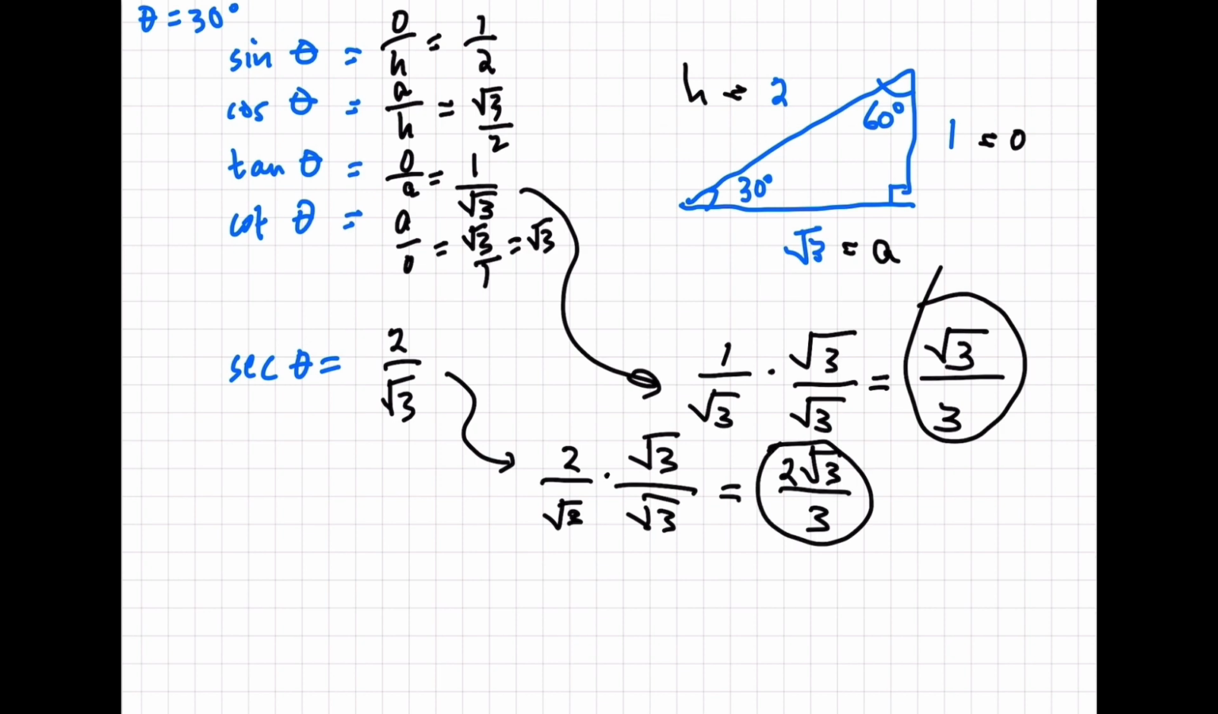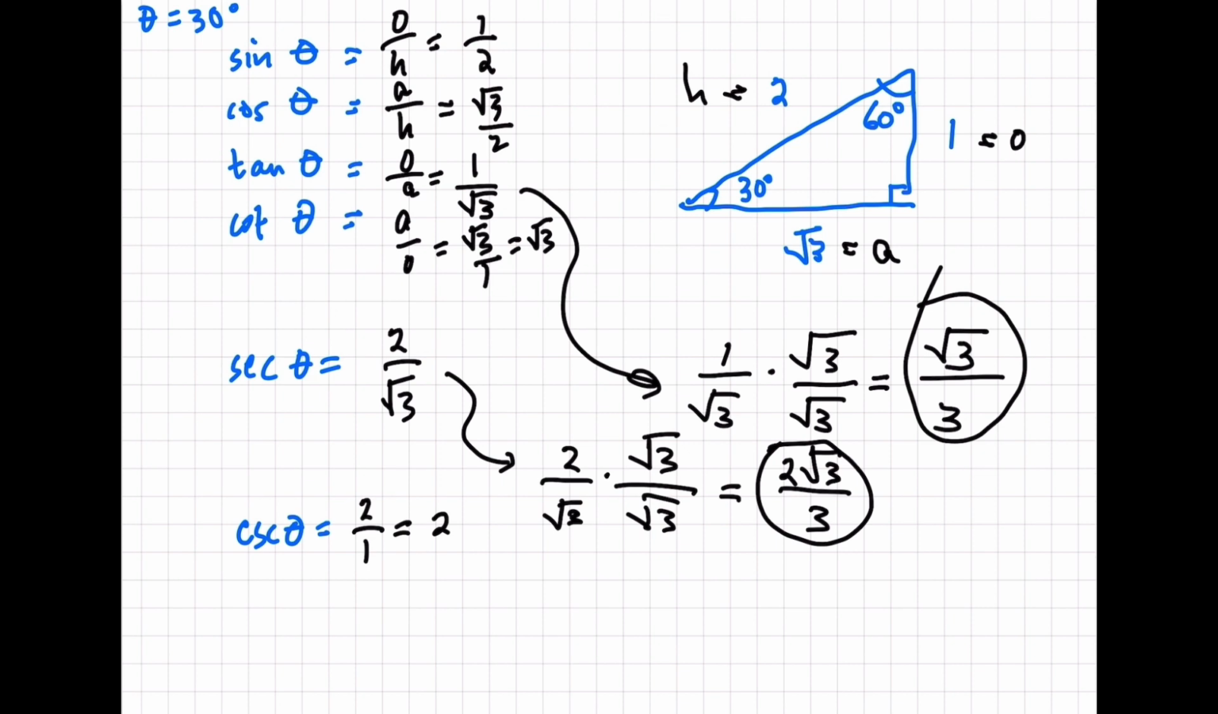There. And then lastly, we have the cosecant. This is just the reciprocal of sine. So 1 divided by 2, the reciprocal will be 2 divided by 1, for 2. So there you have it. You already have the 6 trigonometric functions for 30 degrees.